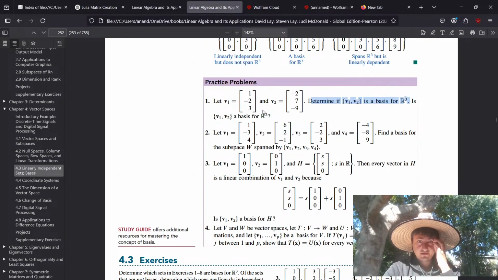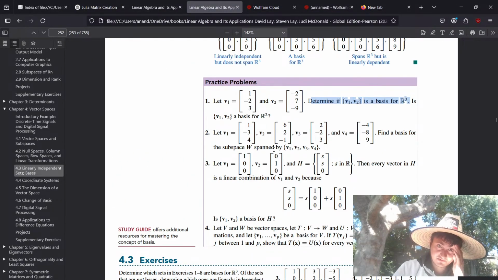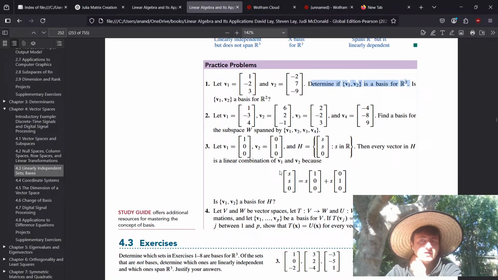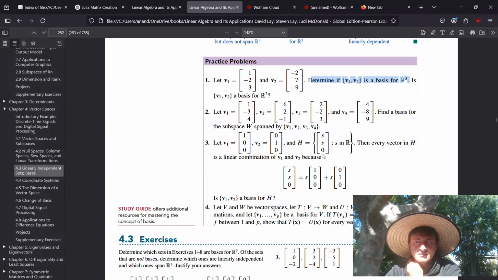So here, find a basis for the subspace W spanned by. So this is just going to be the set V1, V2. Problem 3. Every vector in H is a linear combination of V1 and V2. Is V1, V2 a basis for H?